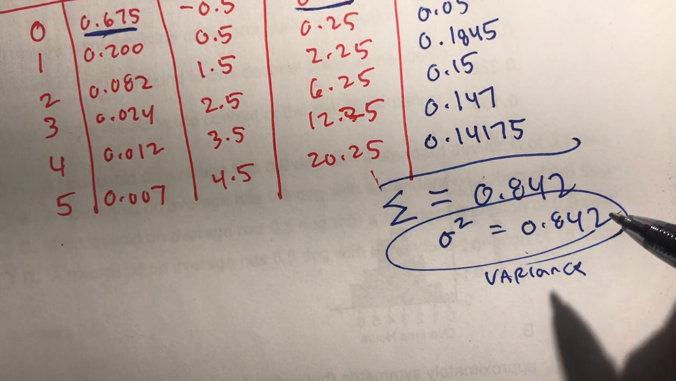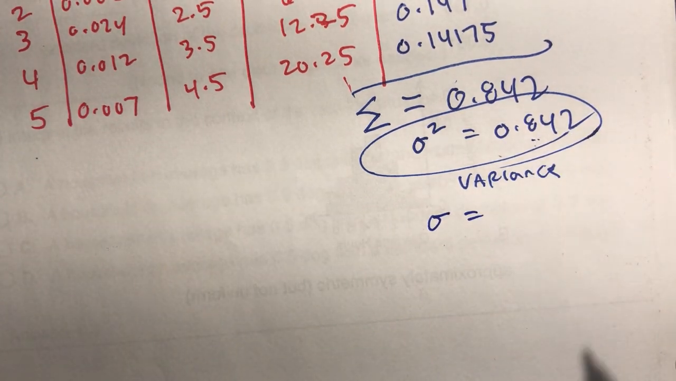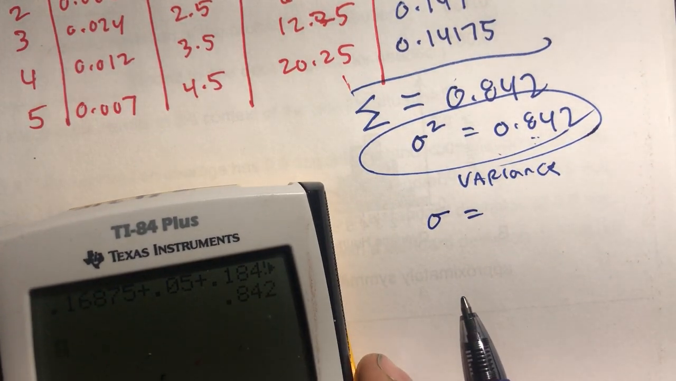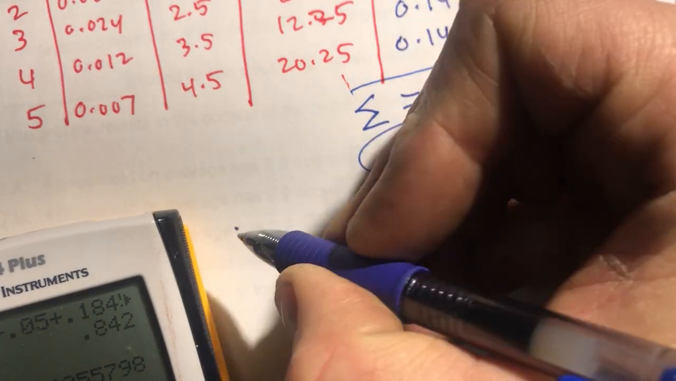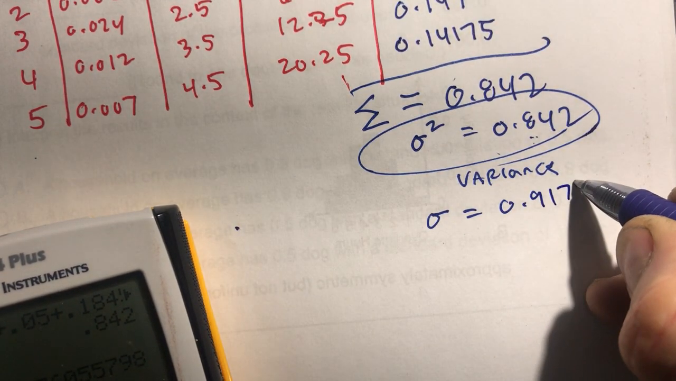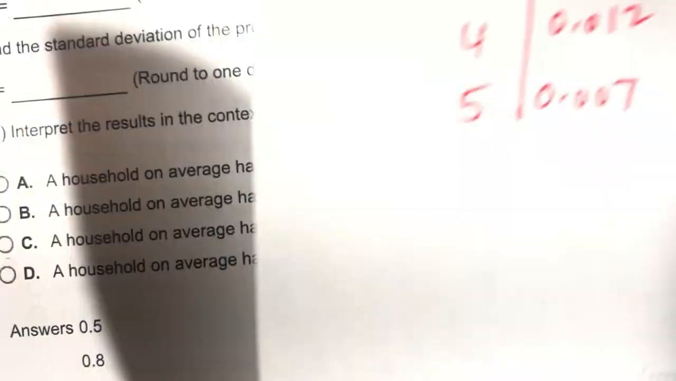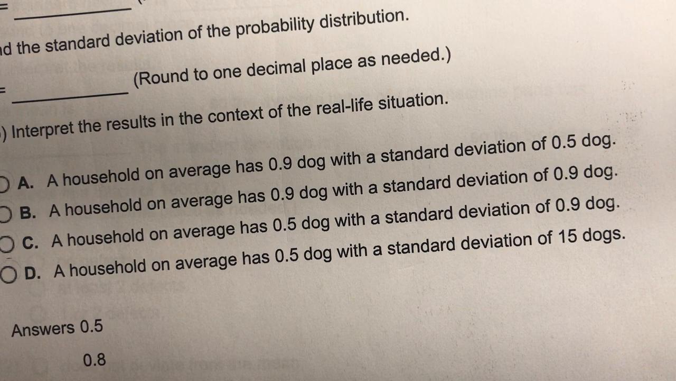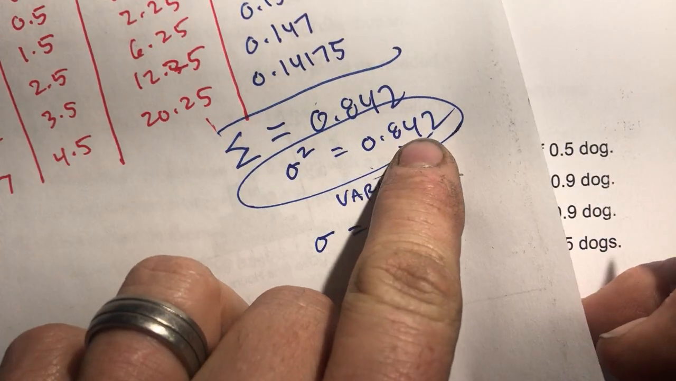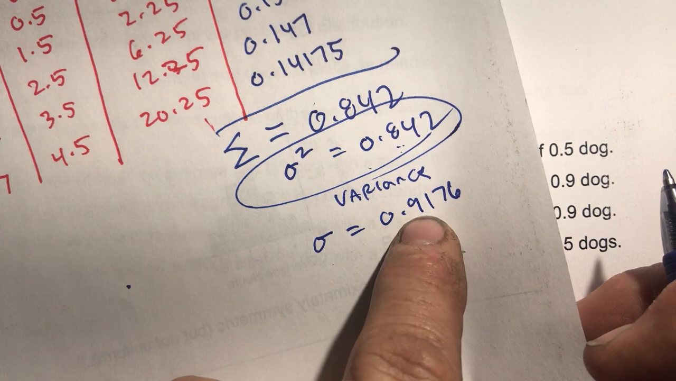And now, for my standard deviation, I do the square root of that. So my standard deviation, let's just do the square root of that answer. And that's going to be 0.9176. Okay. Now it says in there to round to the nearest tenth. So see here, 0.8. The 4 makes the 8 stay. So 0.8 was my variance. The 1 makes the 9 stay. So 0.9.